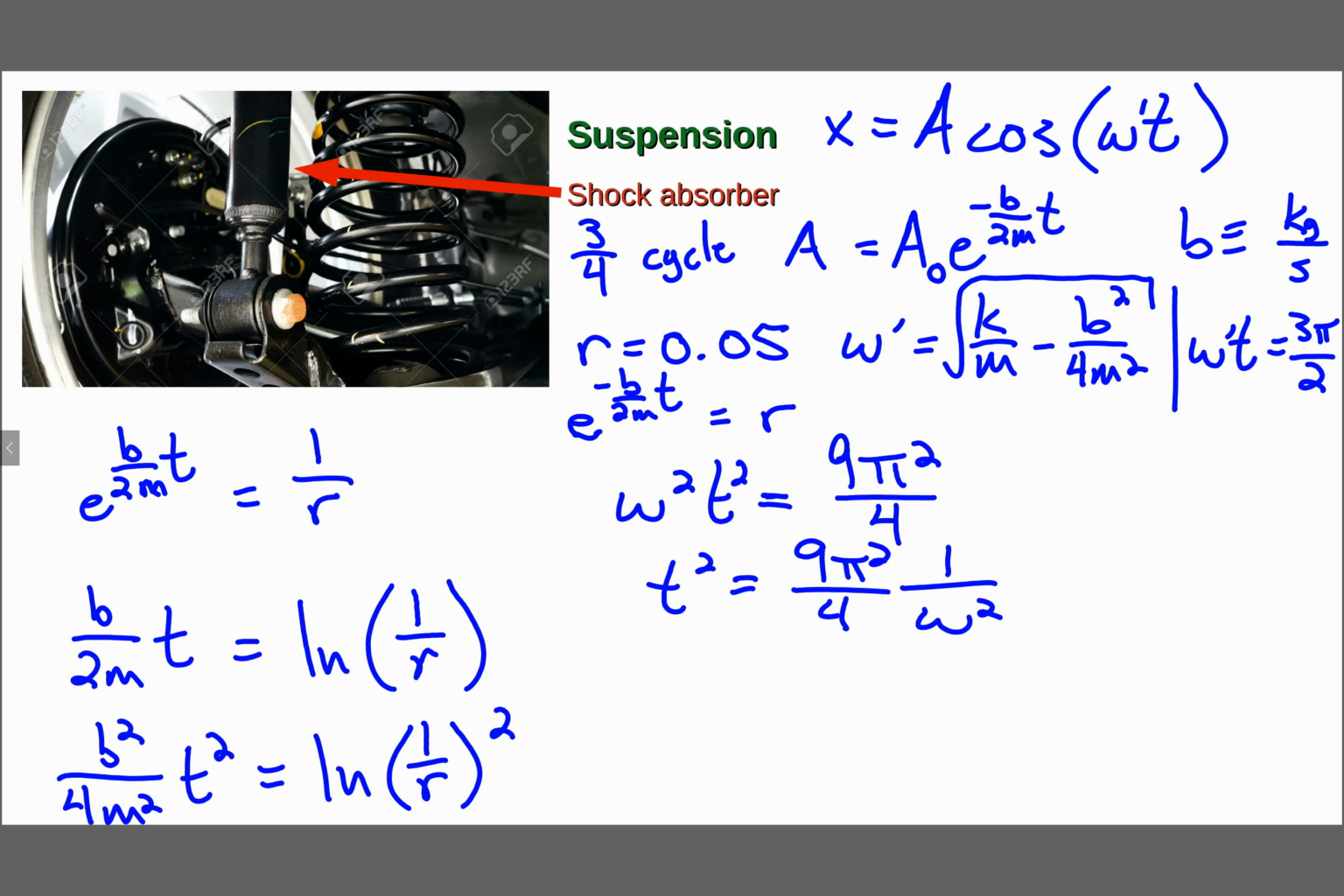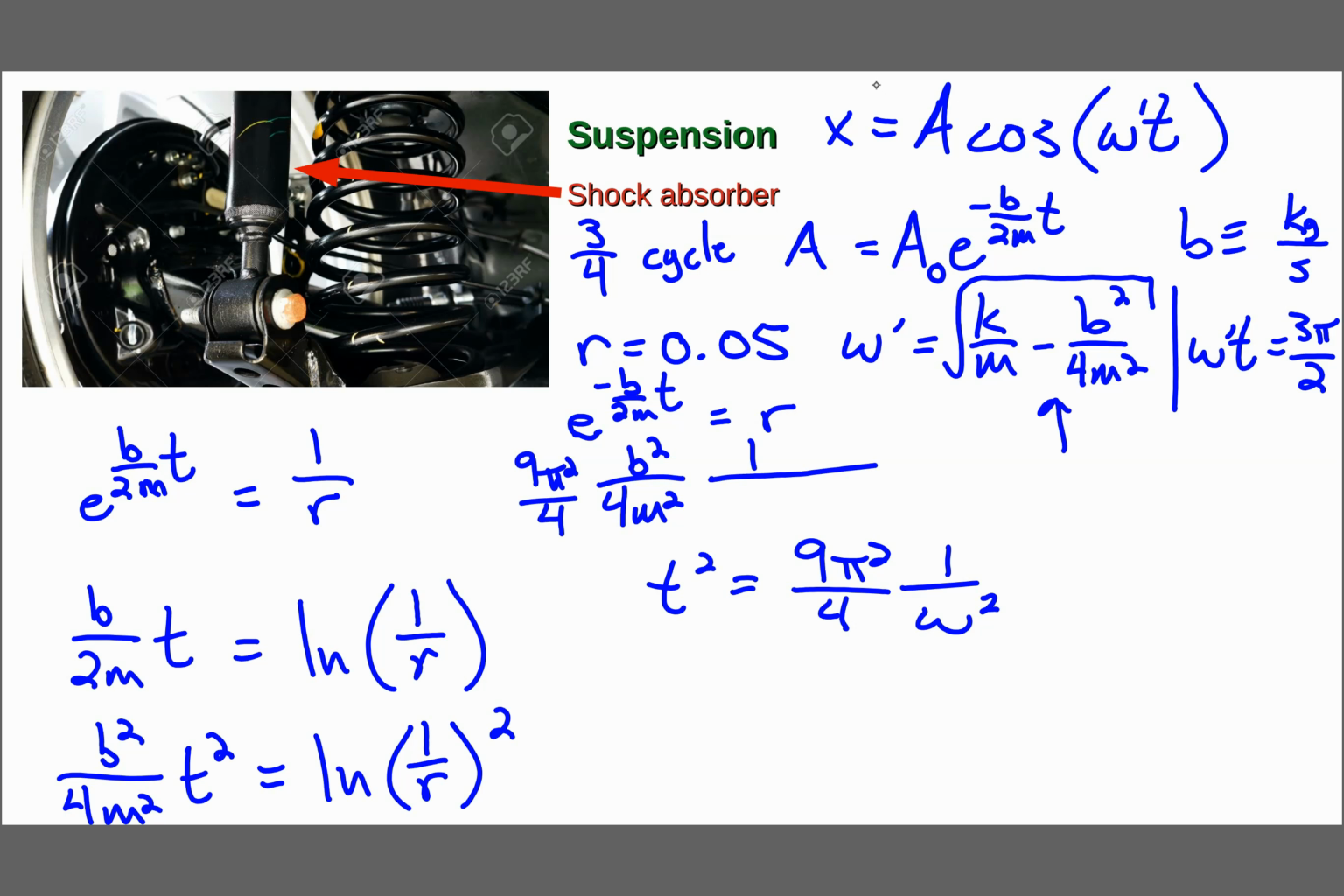And then I take this t squared and I plug it into the t squared over here. So then what we have is b squared over 4m squared. And then if I plug this in for t squared, I get 9 pi squared over 4. And then 1 over, and then omega squared is this thing up here squared, right? So I just get a k over m minus b squared over 4m squared.